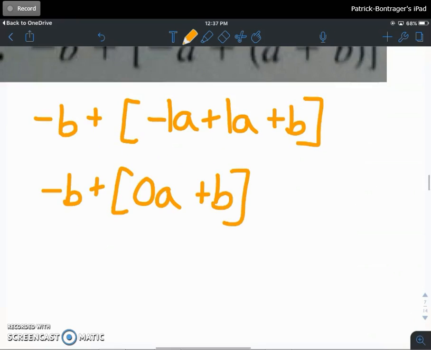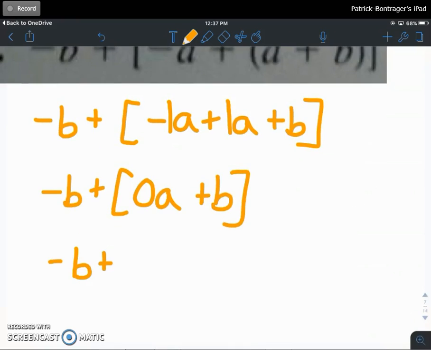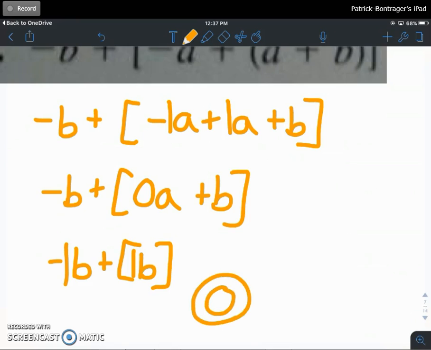And 0 times anything is 0, so I got negative B plus B. And again, negative 1 and 1 if you need the ones. Well, negative 1 biscuit plus 1 biscuit is still going to be 0. So my answer to that is 0.